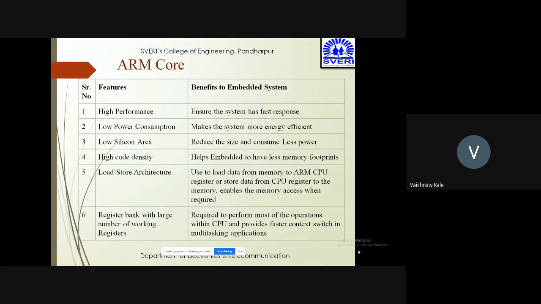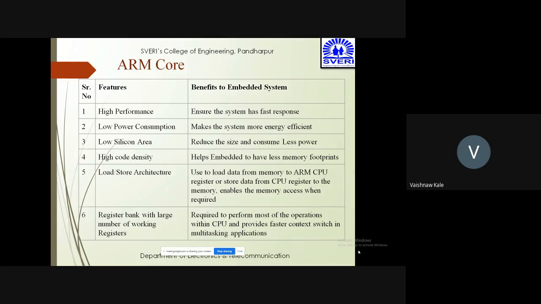Why is the ARM core specially used for designing embedded systems? The first feature is high performance. It ensures that the system has a fast response. Then low power consumption. It makes the system more energy efficient. Low silicon area. It reduces the size and consumes less power. These are the two most important features that benefit the embedded system the most: making the system more energy efficient, and reducing the size and power consumption. Then high code density helps embedded systems to have a smaller memory footprint.